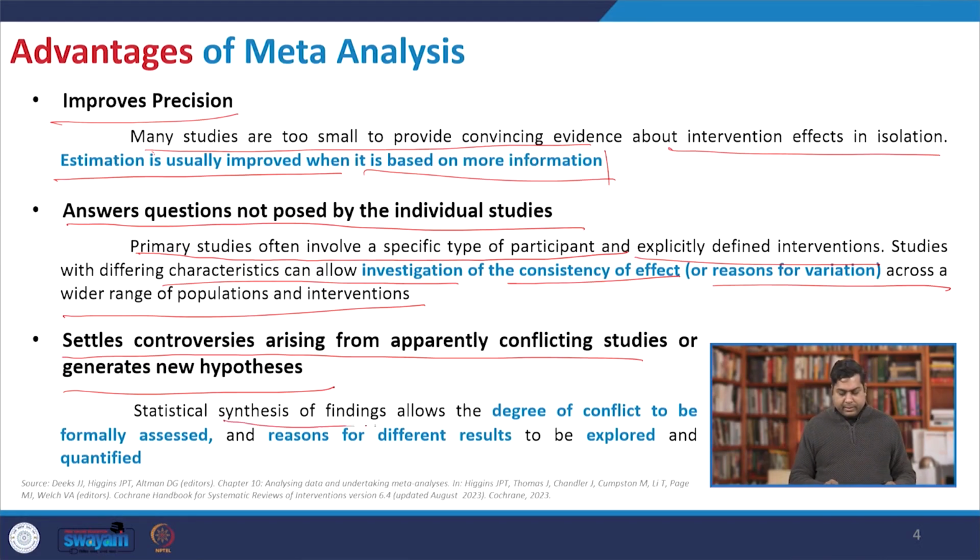So statistical synthesis of findings allows degrees of conflict to be formally assessed, and also the reasons for different results. It may be because of bias in the sample, or maybe some studies were done at an aggregate level of analysis and do not consider any kind of stratification among the sample. That may be one reason, or it may depend on the sampling technique by which that bias can come. But in all those cases, the final results that they have reported will be synthesized through the meta-analysis, and then explored and quantified.